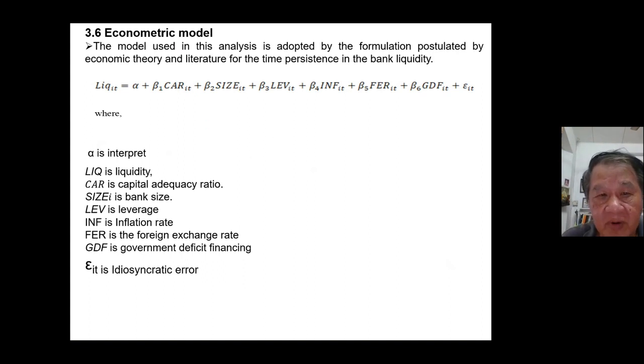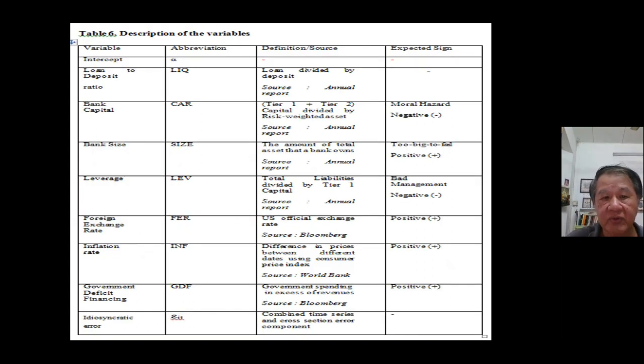For the econometric model here, I come up with liquidity as a function of those independent variables plus the intercept and also the idiosyncratic error. This is the econometric model. And I also came up with the variables and the abbreviations and their definitions.